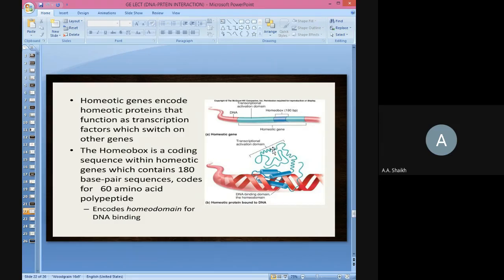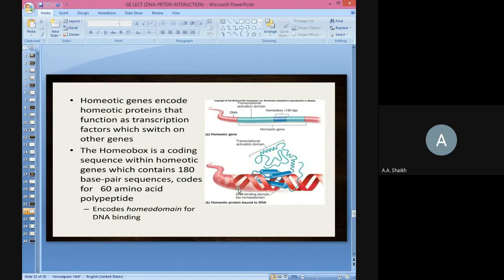These 180 base pairs code for a total of 60 amino acids. This complete sequence of 180 base pairs has the ability to code for 60 amino acids. And all these 60 amino acids later help in performing the function of the homeodomain region.